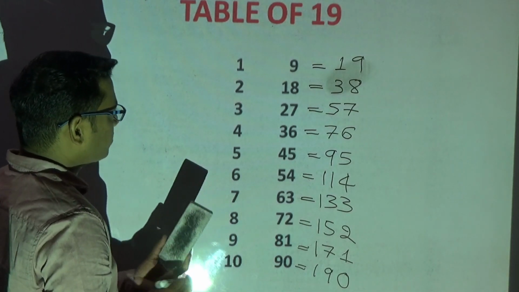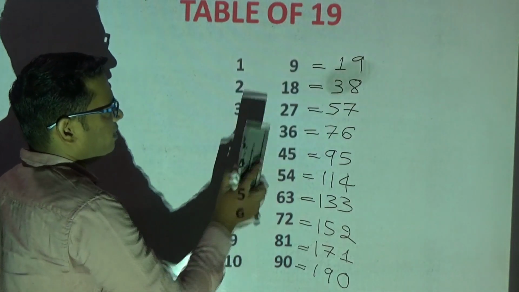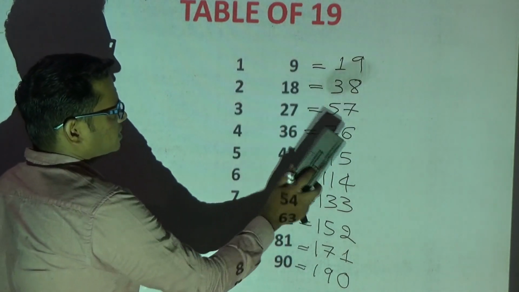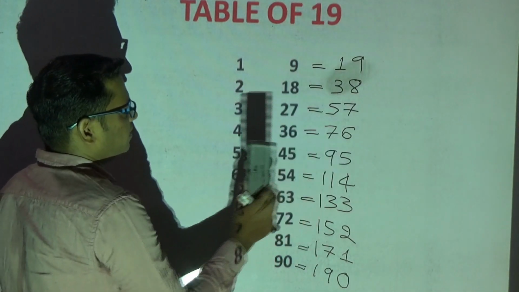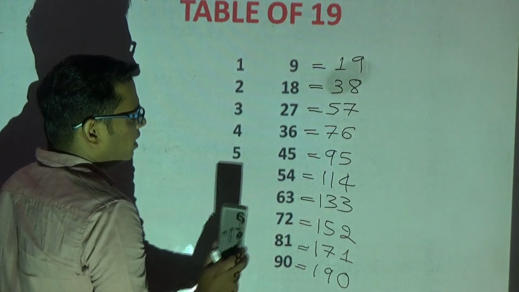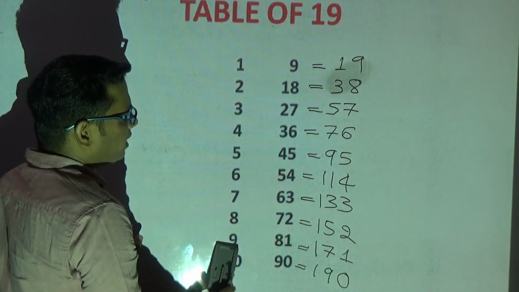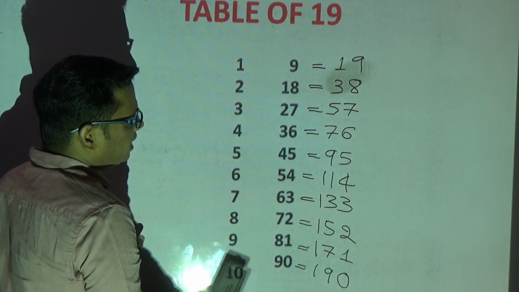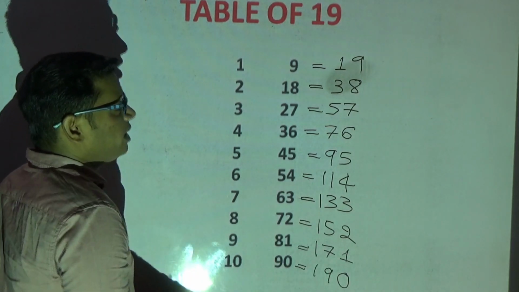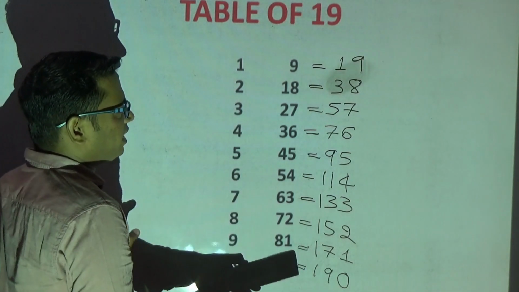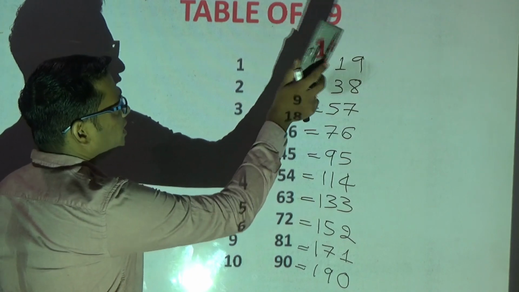Kindly observe again. 19 ones is 19, 19 twos is 38, 19 threes is 57, 19 fours is 76, 19 fives is 95, 19 sixes is 114, 19 sevens is 133, 19 eights is 152, 19 nines is 171, and 19 tens is 190. See, even if I don't know the table of 19, I can construct the table of 19 with the help of table of 1 and table of 9.